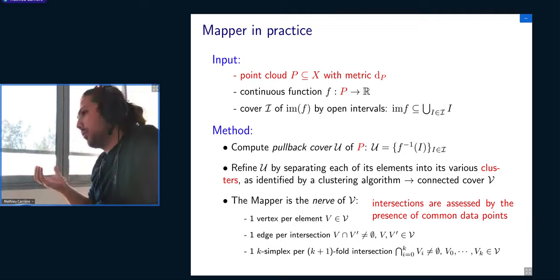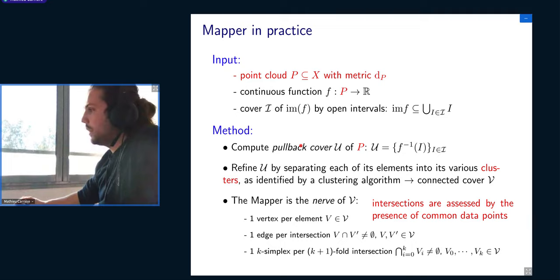Now in practice, when you just have a point cloud, you might wonder, some of these operations are not exactly well defined, right? If you don't have the space itself, with just a point cloud, for instance, when I said you have to refine the elements into their corresponding connected components, that doesn't make a lot of sense when you have a point cloud. So instead, you want to run a clustering algorithm and use the detected clusters as the connected components.